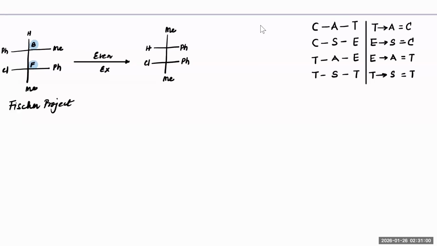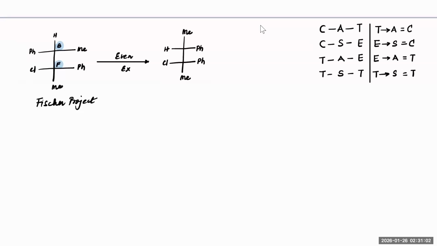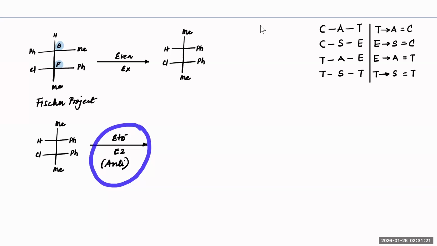Now let's look into this one. What is the case we are trying to do, everybody? We are trying to make an E2 elimination. E2 elimination is an anti-elimination. That's what we learned now. So with EtO minus, which is an E2 elimination, and E2 elimination is an anti-elimination, so if it is an anti-elimination, which is the case we should look into.